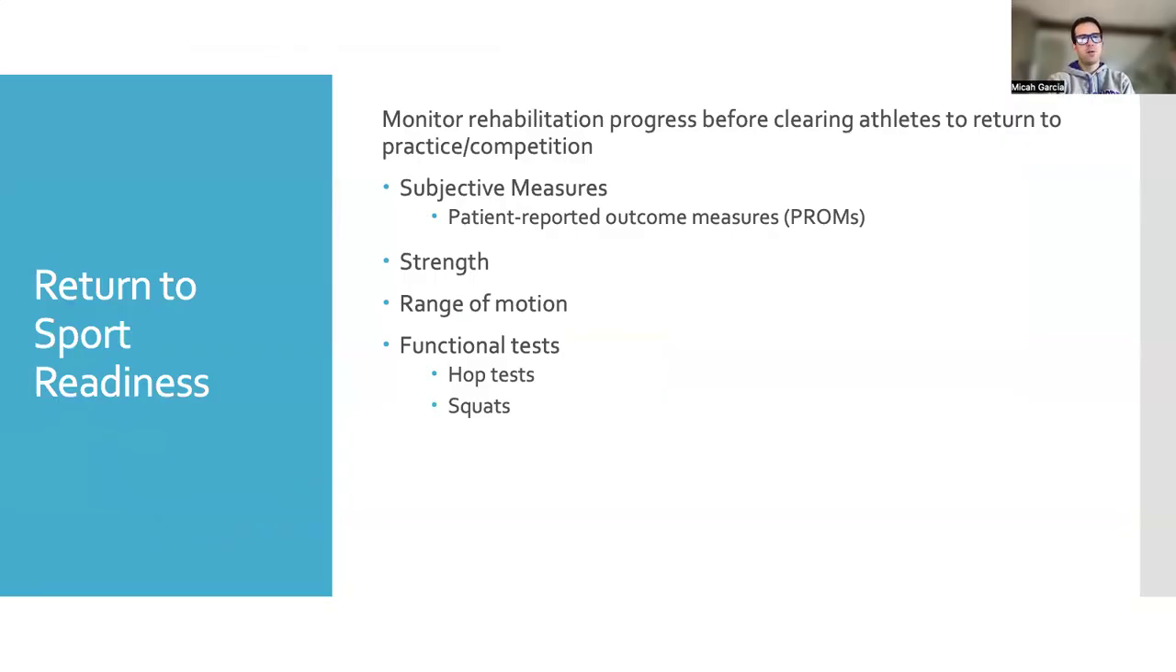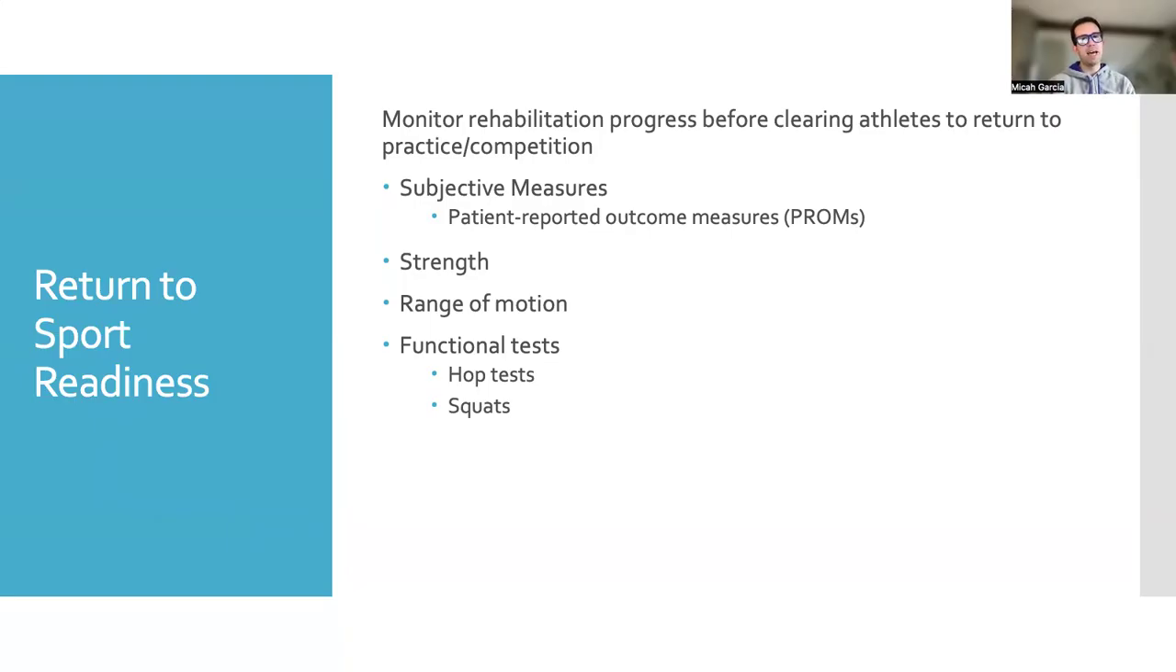So now let's explore how we can actually monitor the return to sport readiness. With rehabilitation strategies, the goal is to monitor this progress before ultimately clearing the athlete to return to practice and then to competition. And there's a handful of different ways that this can be done. Usually it's going to be an incorporation of subjective measures. So this is the patient reporting their own outcomes, so these patient PROMs, or patient reported outcome measures. And these are just how they feel.